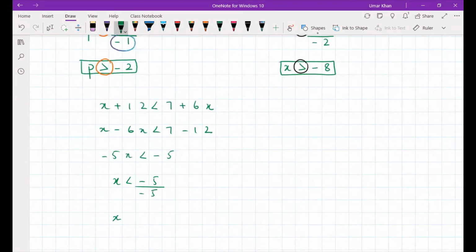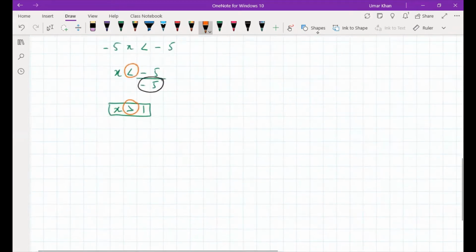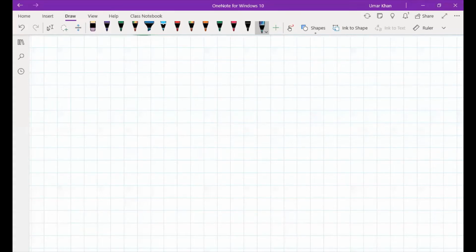X, since there's a negative sign in the denominator, the sign will reverse to greater than. And minus 5 divided by minus 5 is a positive 1. So nothing happens to the answer. It's just the inequality sign that has reversed. Less than became greater than. Okay, so now let's start solving the other questions. So let's suppose this question over here. We have minus 2 is less than x is less than 1. And I have to write down all the possible integer values of x.